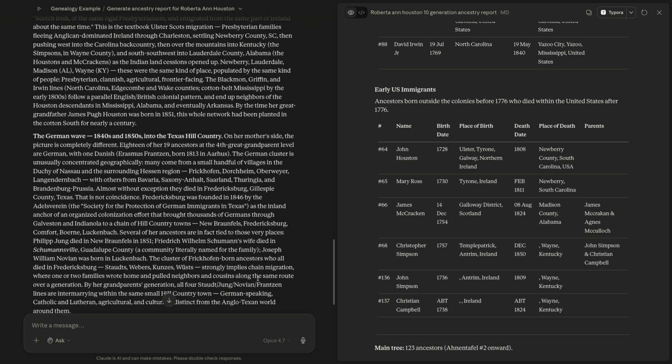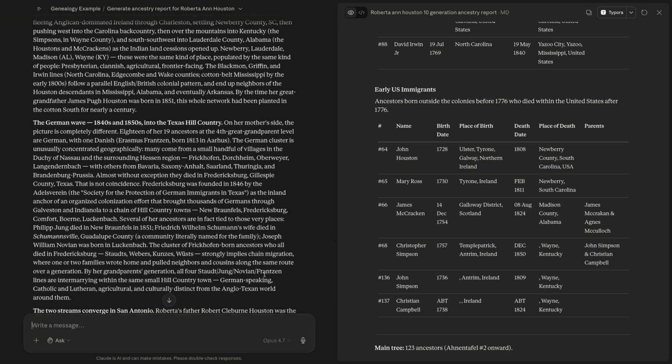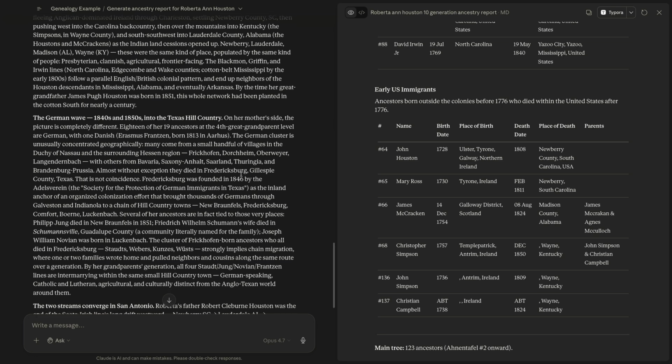The other side is the German wave that came into the Texas Hill Country in the 1840s and 50s. It talks about that and how they even have one Dane with them, and that it's unusually concentrated because they came from a small handful of villages in the Duchy of Nassau, in the surrounding Hessen region, and with others, they migrated. They all died in Fredericksburg, Gillespie County. So they stayed there for a long time. I know for a fact that they all stayed in that area.